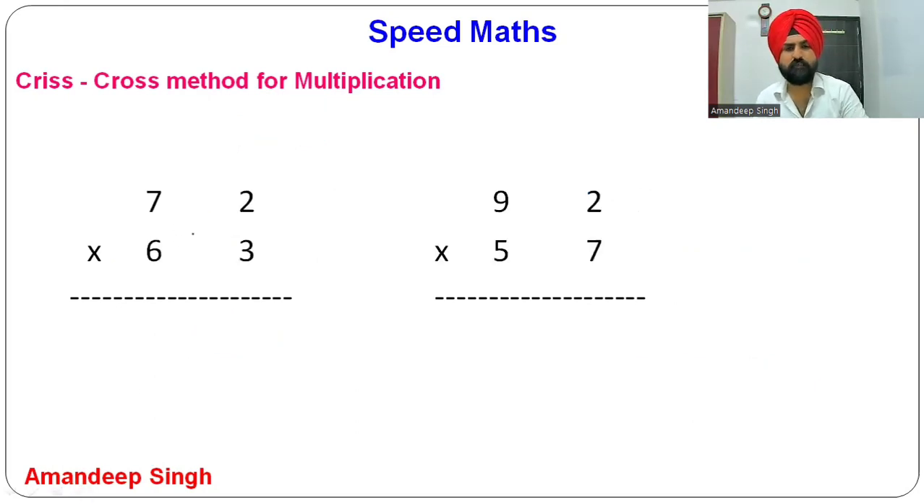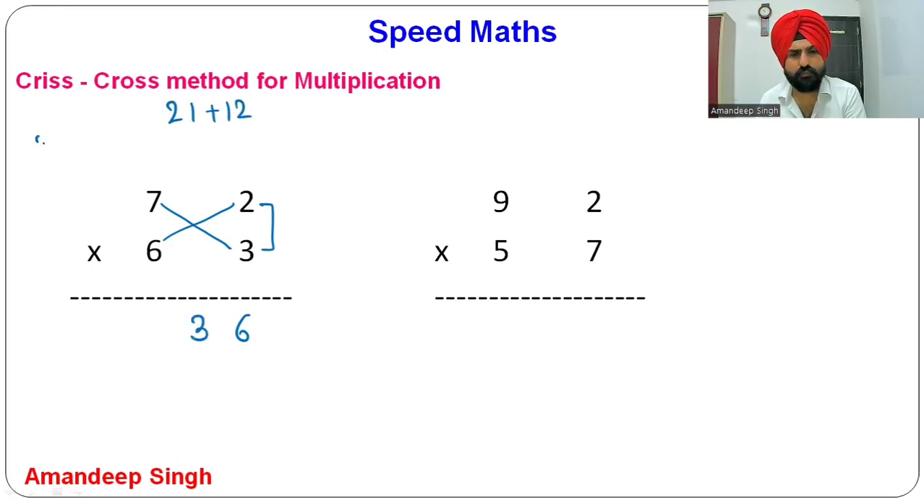Right? Let's have one more example. Just give a try on these numbers. So 2 3s are 6. Now 7 3s are 21. 21 plus 12 gives me 33. I will write 21 plus 12. This gives me 33. I will write 3 and the carry will be 3 again.